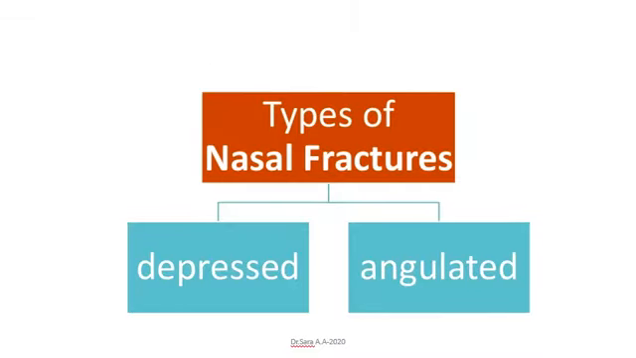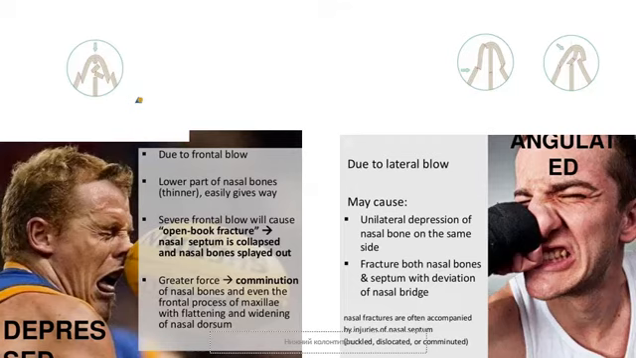Nasal fractures have two types, depressed and angulated. This one in the picture we consider depressed. Due to a frontal blow, the lower part of the nasal bones easily gives way. A severe frontal blow will cause an open book fracture. The nasal septum is collapsed and the nasal bones splayed out. Here we can see the depressed fracture example, and now we can see the angulated.